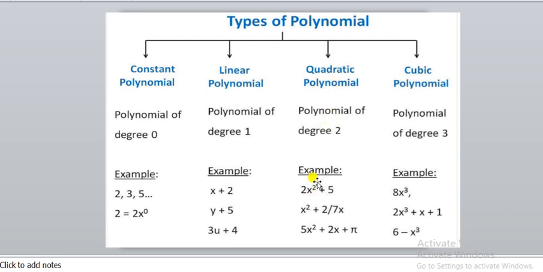Examples are 2x squared plus 5, x squared plus 2/7 into x, 5x squared plus 2x plus 5. In this case, the degree is 2, and such polynomials are called quadratic polynomials. Cubic polynomial, a polynomial of degree 3. Examples: 8x cubed, 2x raised to 3 plus x plus 1, 6 minus x cube. So these are the cubic polynomials.